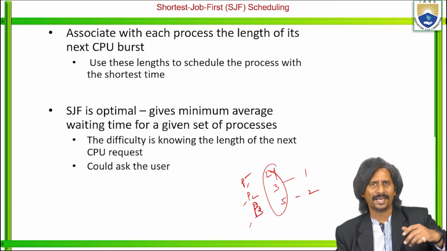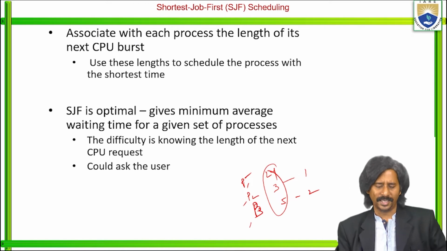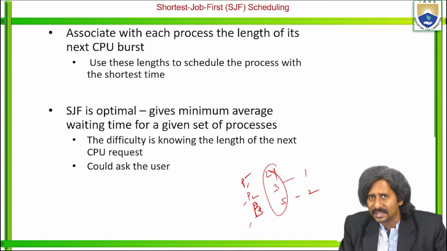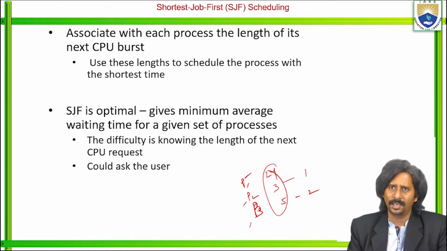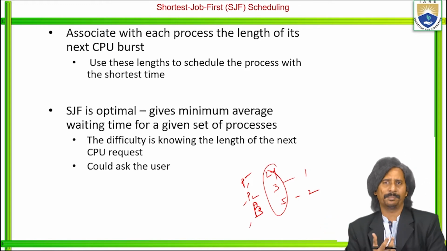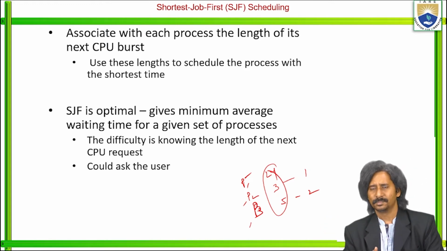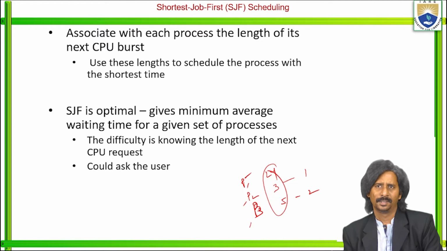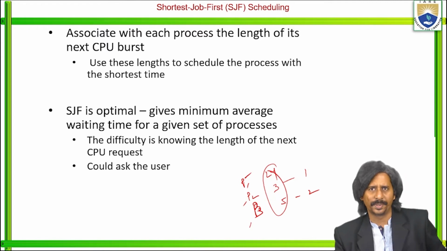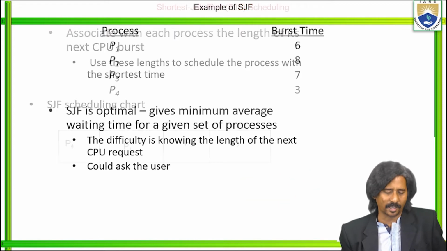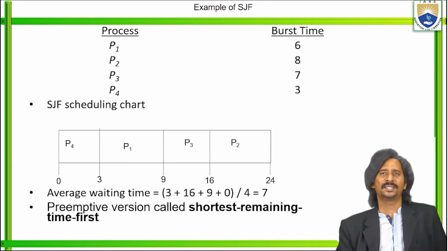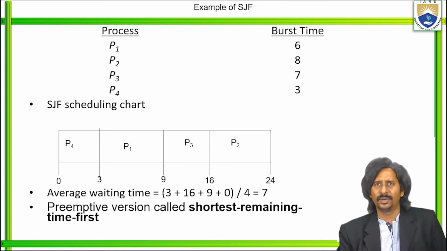But what is the drawback in SJF? The difficulty is knowing the length of the next CPU request. This is a very simple example. Let us take any real-time example. There we can't find exactly what the length of the next CPU request is, right? That is what happens in SJF. So this is the example for the SJF scheduling algorithm.